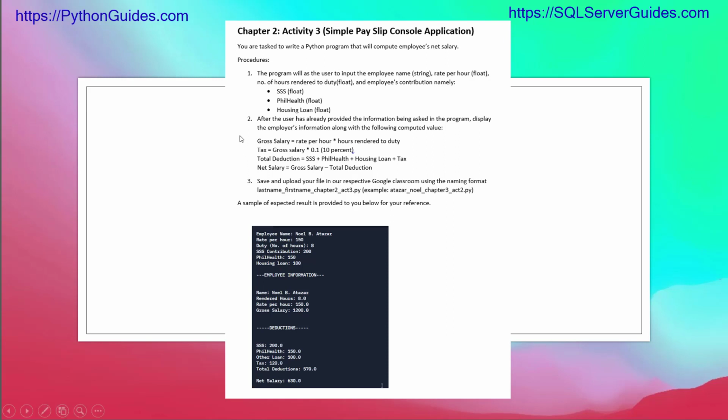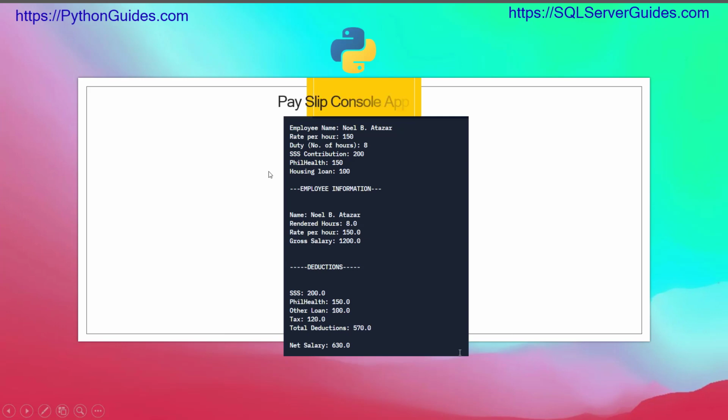So this was the question in that. Let me show you how the CLI based application will look. This is how it will look. In this, the employee has to enter their name, the rate per hour and the duty, like the number of hours they are working, and then the SS contribution, PhilHealth and housing loans.